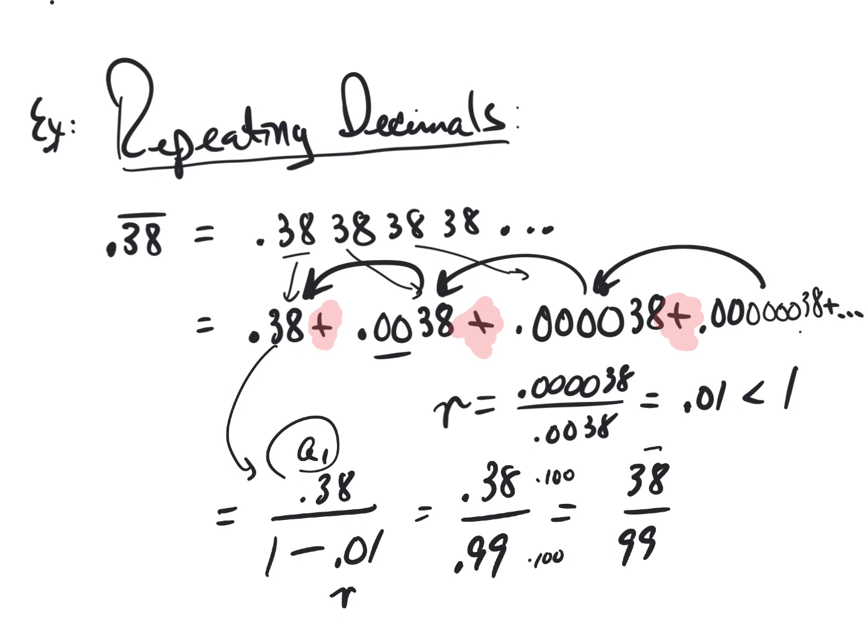And if you actually try that on your calculator, punch in 38 divided by 99 as a division problem, you'll get the repeating decimal 0.38383838. So kind of a cool thing. We can rewrite any repeating decimal as a fraction. Okay? So that's one.